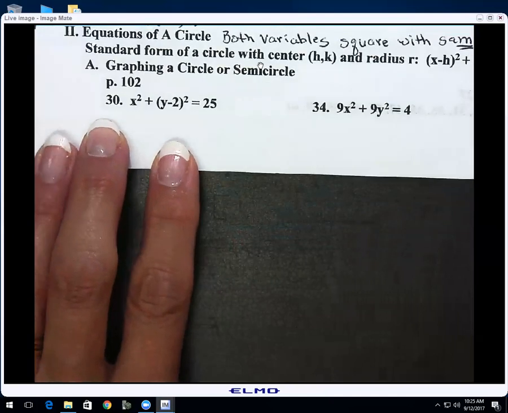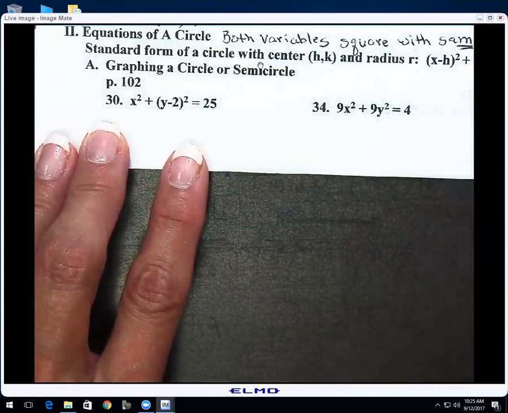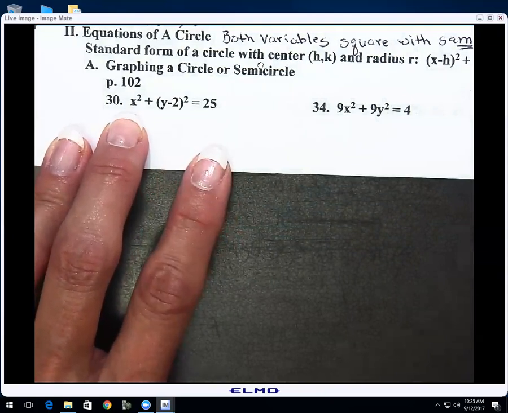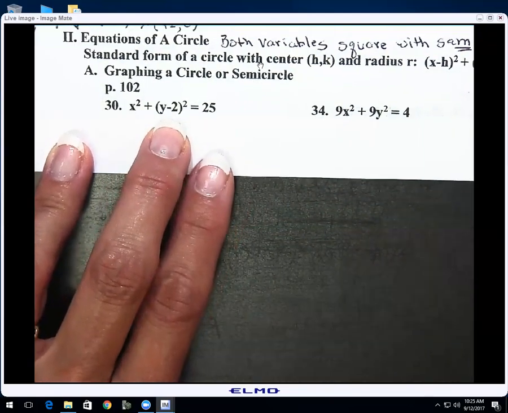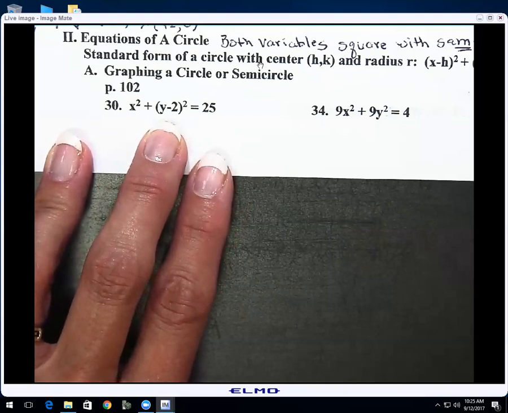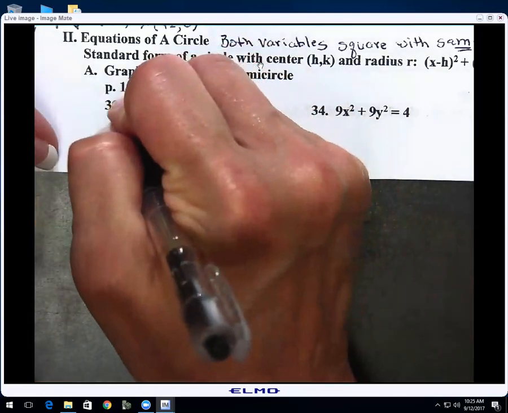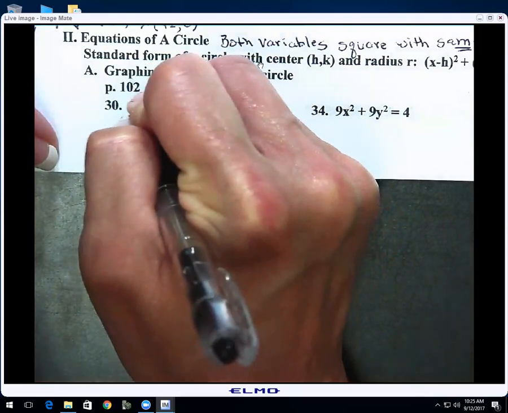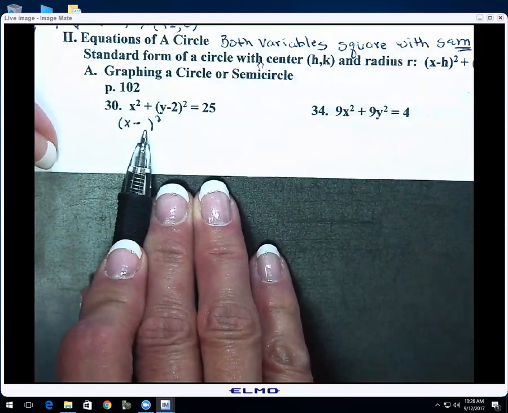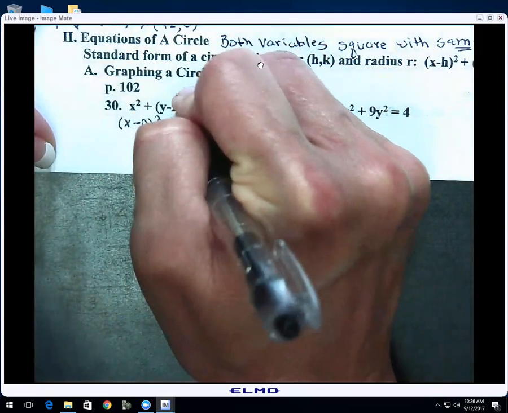Number 30 is definitely a circle. It's in what some books call center radius form, some books call standard form. I can see what's subtracted from the x before it's squared, and I can see what's subtracted from the y before it's squared. What's the center of that circle? What could I put in parentheses with the x? If I wanted it to look exactly like x minus h squared, what number could I put right there that wouldn't change the problem? A 1 would change the problem. A 0. I could put a 0 there and it wouldn't change the problem.